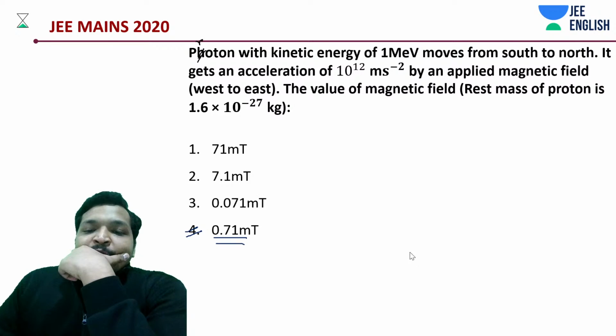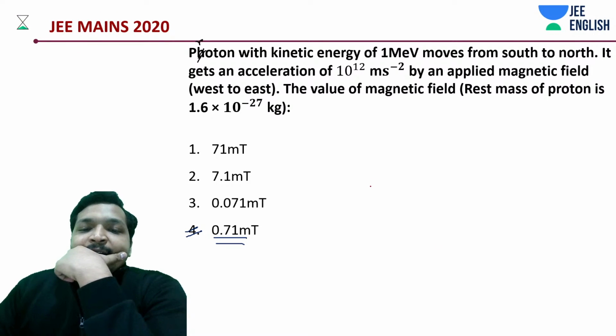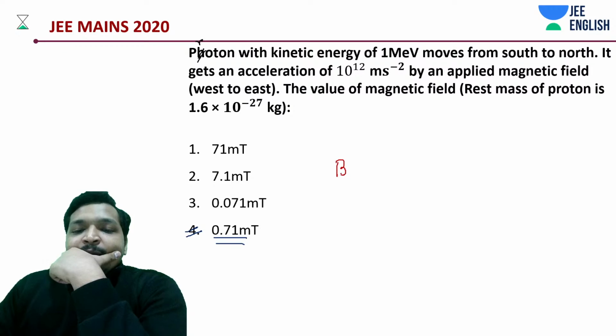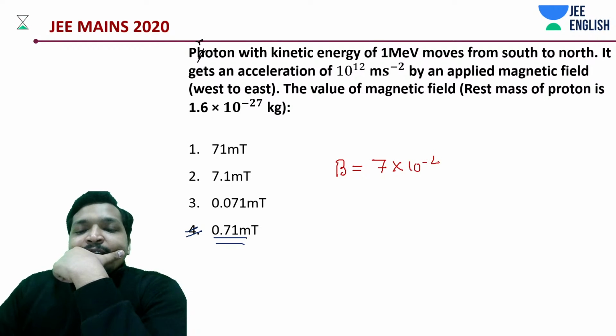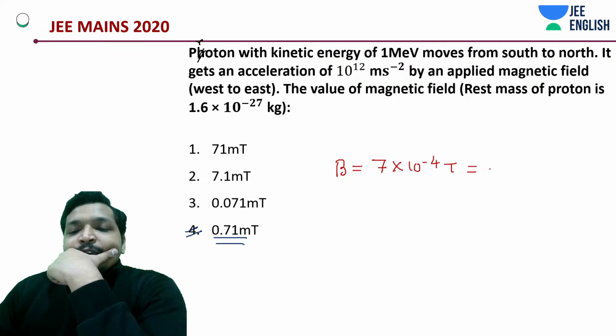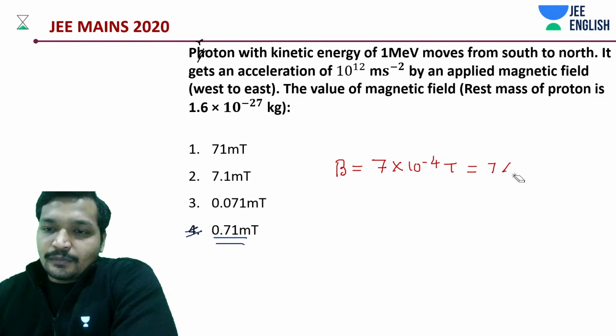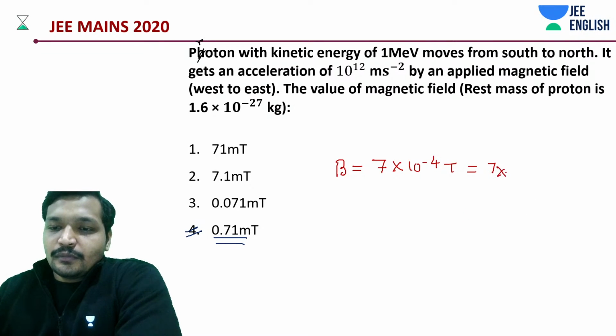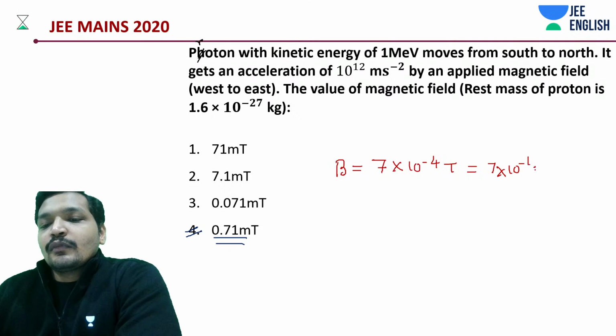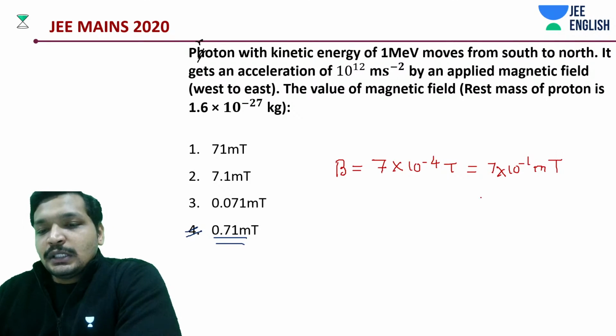So what did we have? We had our field that we found out to be of magnitude how much? 7 into 10 to the power minus 4 Tesla. So this is how much? 7 into 10 to the power minus 1 milli Tesla. It comes out to be 0.7 milli Tesla.